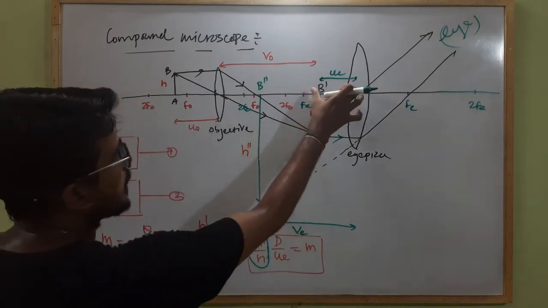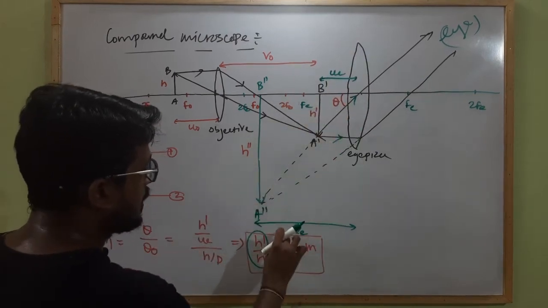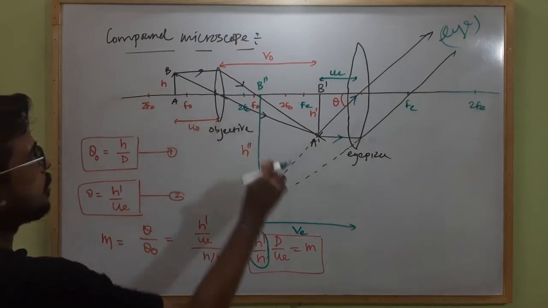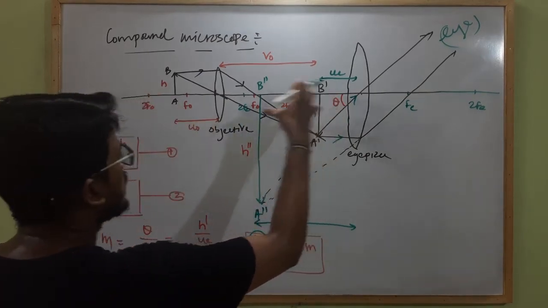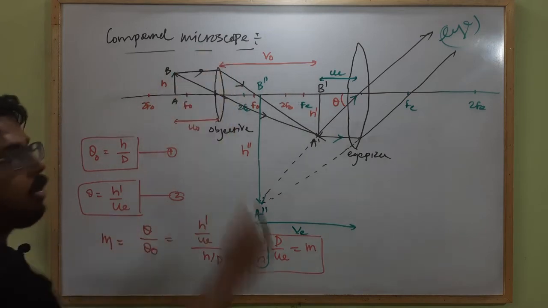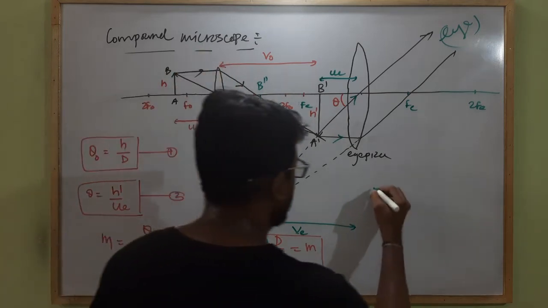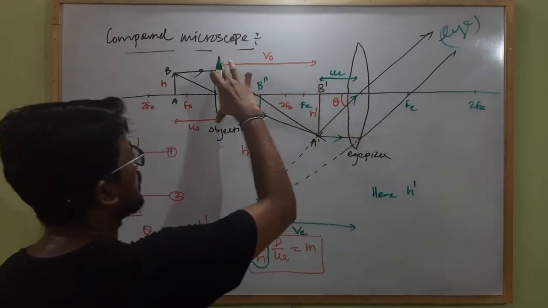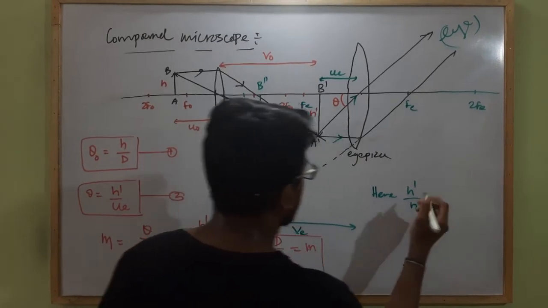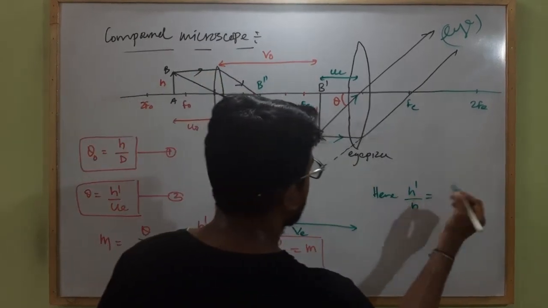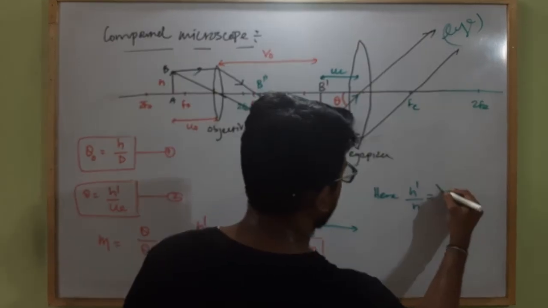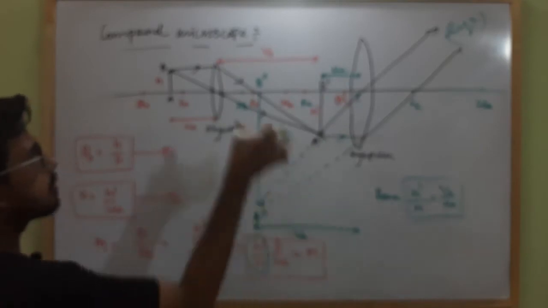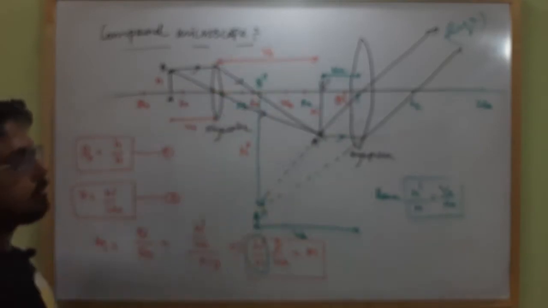UE is the object distance for the eyepiece, D is the least distance of distinct vision. But what is h dash by h? As we know, h dash is the image height and h is the object height for the objective lens. So we can write h dash, the image height with respect to the objective, divided by h, the object height with respect to the objective. By the lateral magnification it will be V naught by U naught. H dash by h equals the image distance V naught by the object distance U naught.